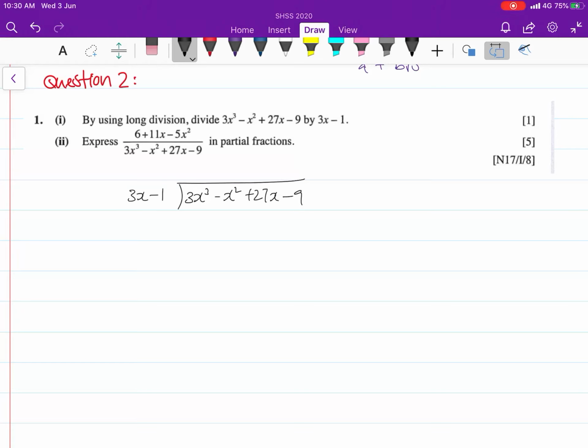Okay, Sec 3 AMATS, now we are going to go through question number 2 of your holiday assignment, which is question 1 on your 10-year series polynomials and partial fractions. Now let's take a look at this question. By using long division, divide 3x cubed minus x squared plus 27x minus 9 by 3x minus 1.